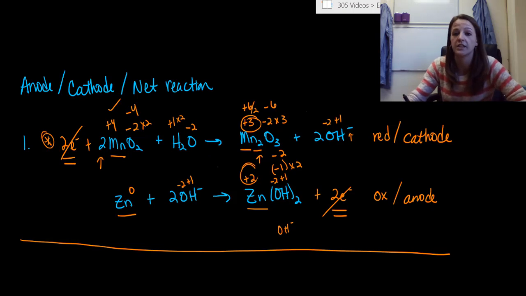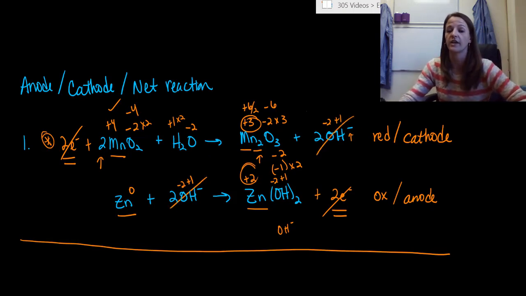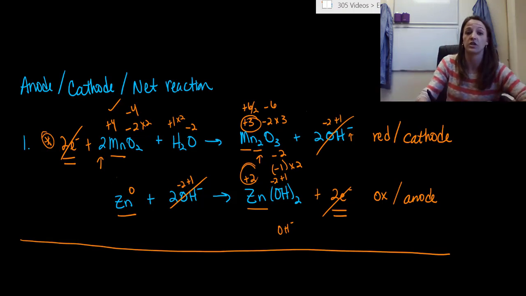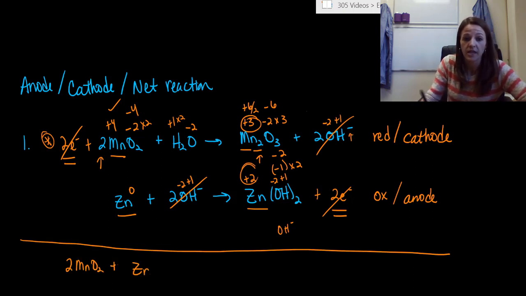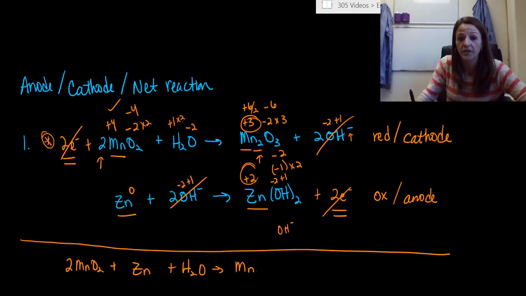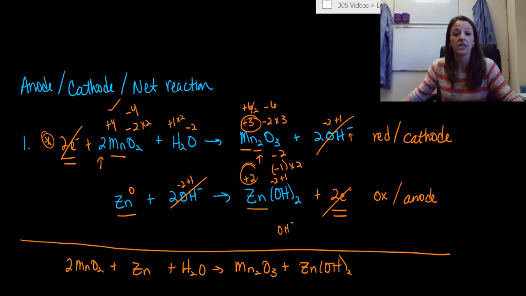We only have 1 water, that doesn't repeat, but oops, here we go. We see 2 hydroxides on this side and 2 hydroxides on that side. So those 2 are definitely going to cancel out. Everything else is unique, so we just bring it down. Add it all together. So we end up with 2 MnO2 plus zinc plus water goes to Mn2O3 plus zinc hydroxide.